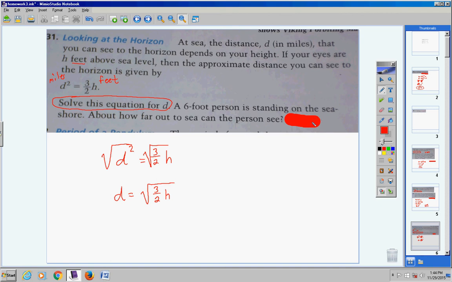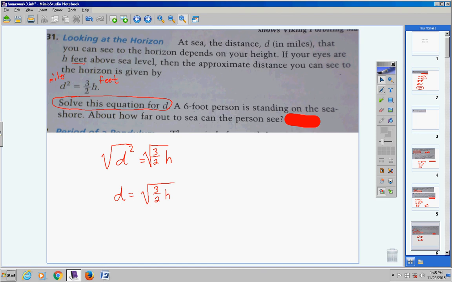Does that make sense? If you're standing on the seashore, okay, then you're standing right at sea level, okay? So you're standing at sea level. You're 6 feet above sea level. How far out can you see? Well, h is how many feet above sea level you are. d is your distance. We're looking for the distance. How far out can you see?